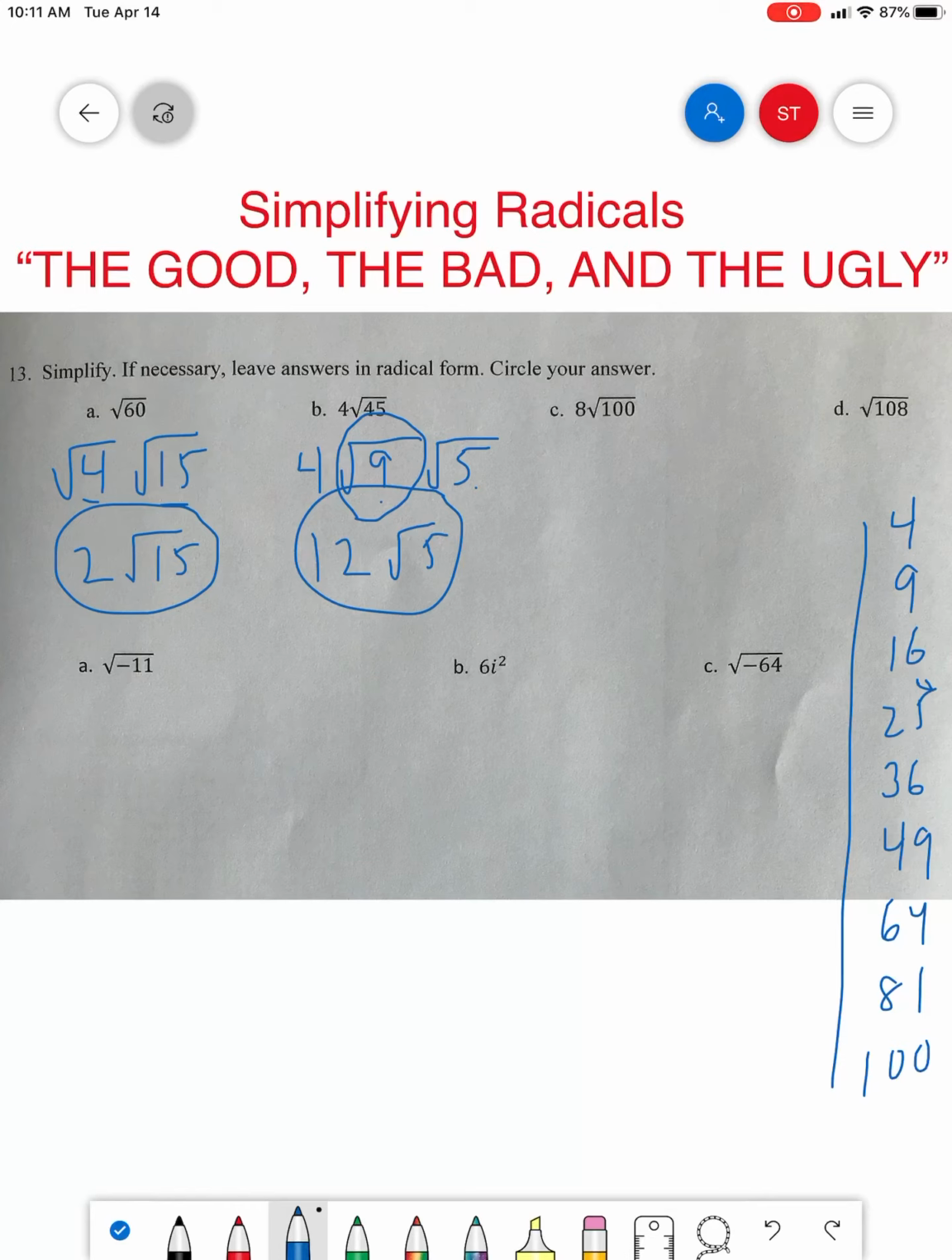How about this one? Oh, this is pretty tasty. That 100 is on my list. So that's a perfect square. So what is the square root of a hundo? 10. And 10 times 8 is 80, and we're done.